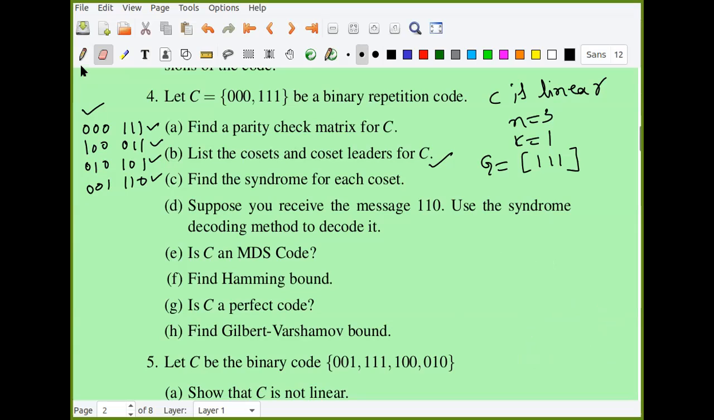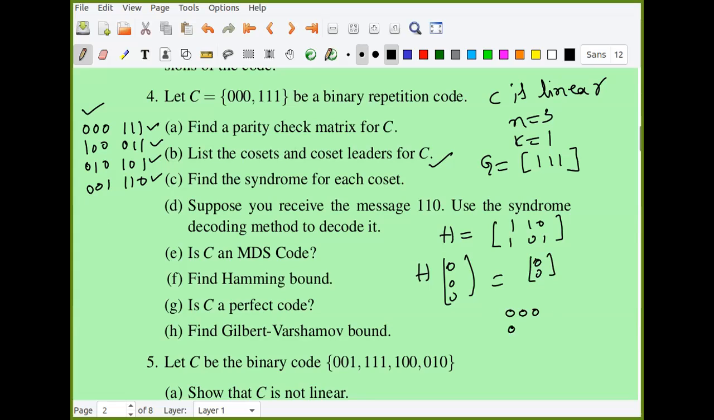So what is my H here? For that we need to compute H. H is equal to 1 1 0, 1 0 1. Now you take the first coset leader, 0 0 0, and you get 0 0 again. So there is no problem. The syndrome table is like this.